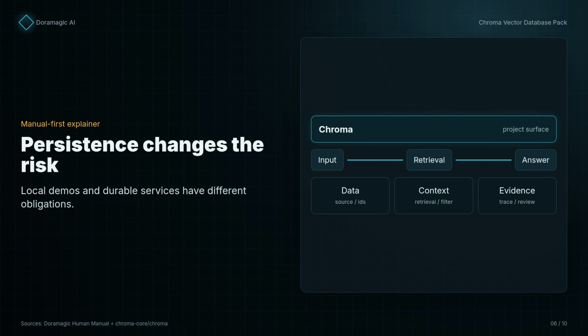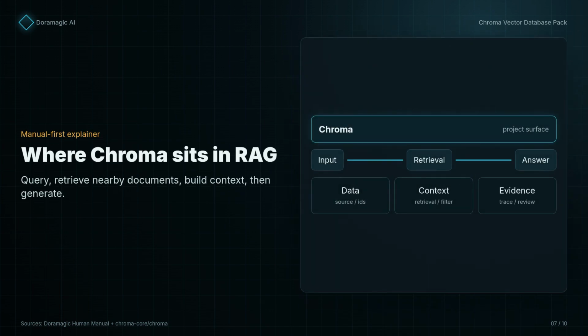The safe first run is deliberately small. Create one collection, add a handful of known documents with metadata, run a few queries where you already know the expected matches, and inspect both the result text and the metadata. Only then connect it to a generator.